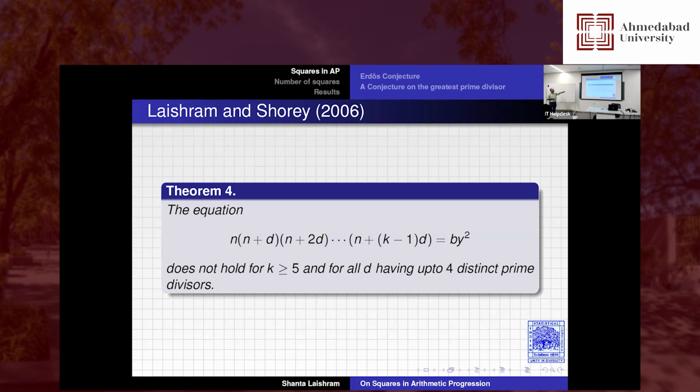One thing is that it's divisible by every prime less than or equal to K. So you have to take P to be a larger prime, because otherwise the left hand side will be anyway 0.